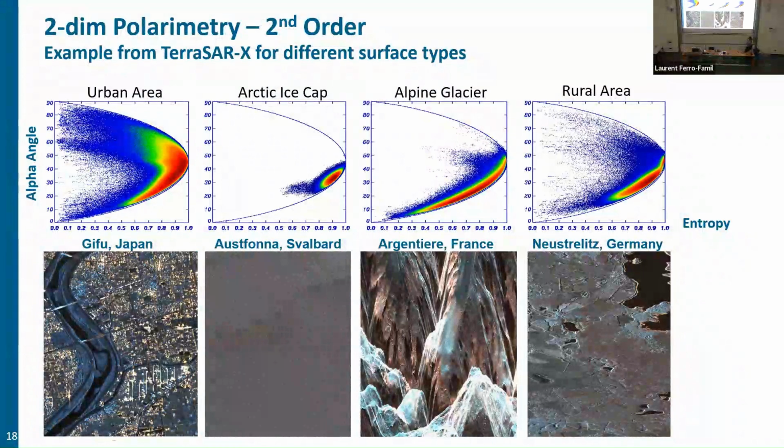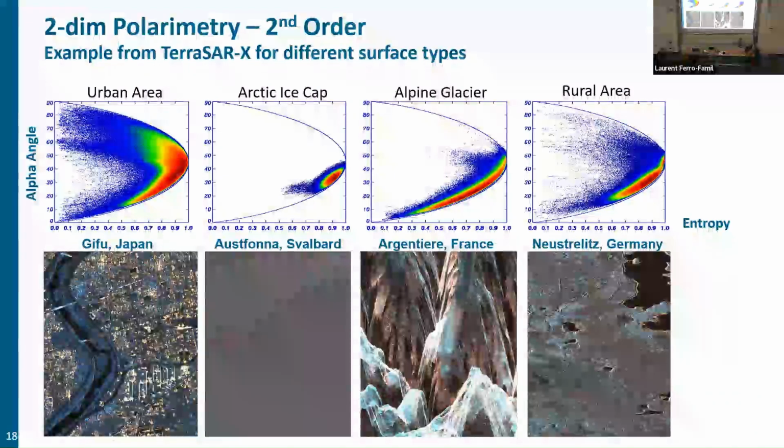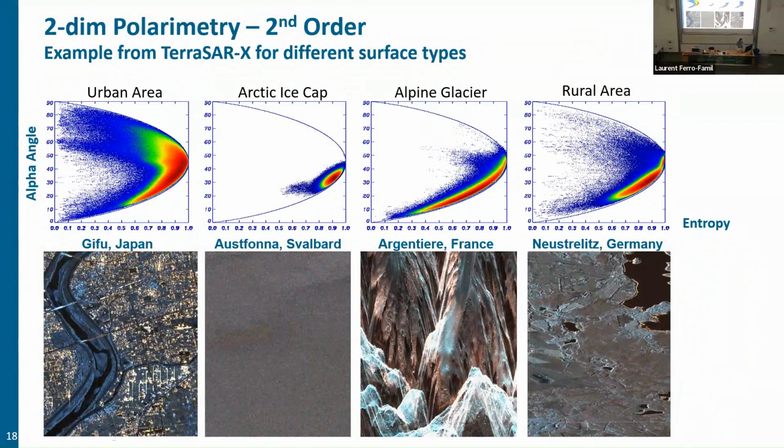This is also a mountainous area in France, the glacier Argentière, where you see a different feature again, and that's a normal rural area where you have agricultural fields, and you see again the shapes of these and the information content is different, which is interesting, right? Because you can still use this information, even though you have only two polarizations, to distinguish differences. In principle, it provides you information on what is on the ground using this two-dimensional polarimetry.